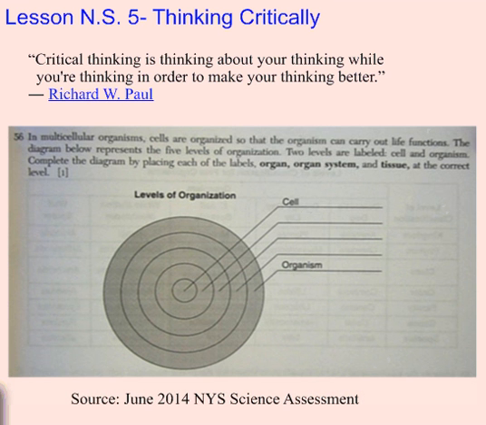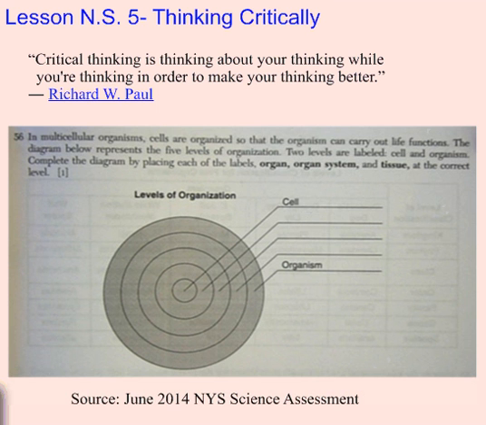Okay, here's another example. This one's from the June 2014 New York State Science Assessment. In this question, it asks you to interpret a diagram, an illustration, and you have to add information to it. It says a multicellular organism's cells are organized so that the organism can carry out life functions. The diagram below represents the 5 levels of organization. 2 levels are labeled, cell and organism. Complete the diagram by placing each of the labels, organ, organ system, and tissue, at the correct level.